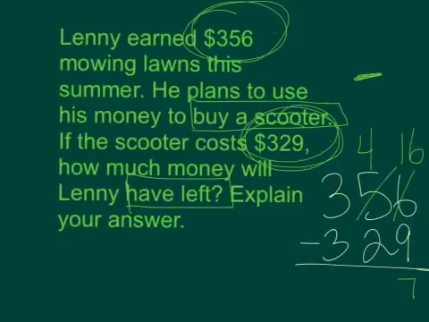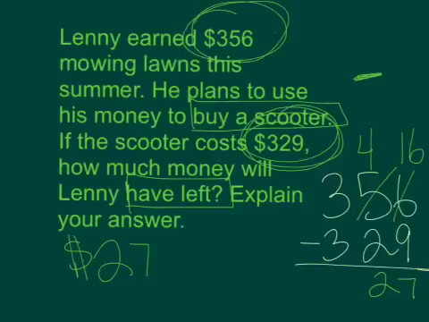4 take away 2 is 2. 3 take away 3 is 0. So our answer, how much money will Lenny have left? He will have $27 left. There's a second part of our question that says explain your answer. So on your whisk right now, I want you to pause the video and I want you to explain how you determined that $27 were left in this problem. Push play when you're ready.